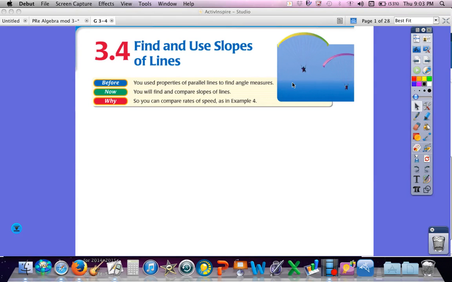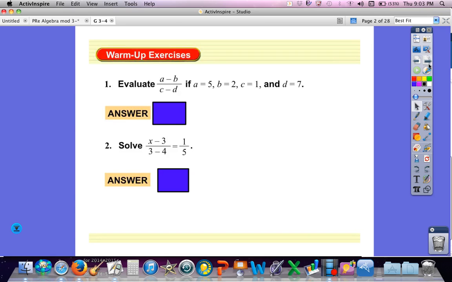Okay, here we are, lesson 3-4, find and use slopes of lines. You guys keep asking for a more algebra-based lesson, and here it is. In the past, we have used properties of parallel lines to find angle measures. Now we can find and compare slopes of lines. So we have some more map activities. I want to go through these with you.